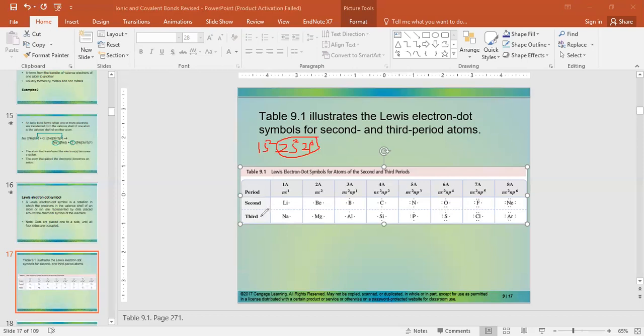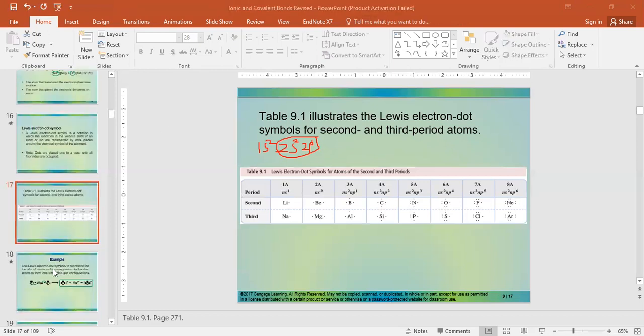Then if you look at the third row of the periodic table, or the third period, you have sodium, because sodium is an s1. You have magnesium, magnesium is an s2. Then you have aluminum, aluminum is s2p1. Then you have silicon, silicon is s2p2. Then you have phosphorus, which is s2p3. Then you have sulfur here, which is s2p4. Then you have chlorine here, which is s2p5, and then argon, which is s2p6. So this is the arrangement of the dots depending on the number of electrons that you have in the valence shells.